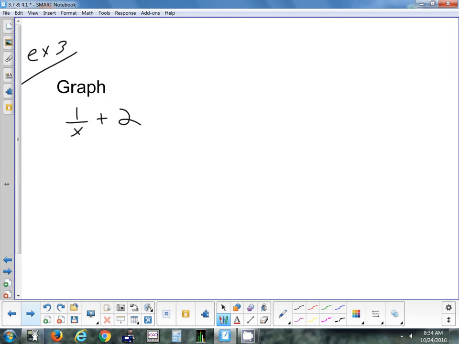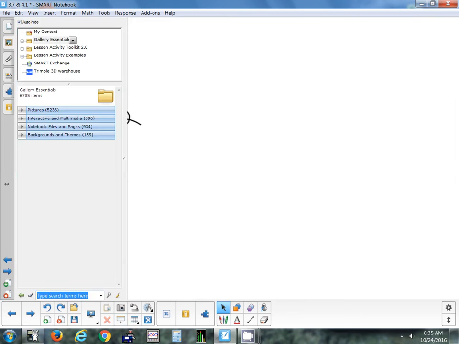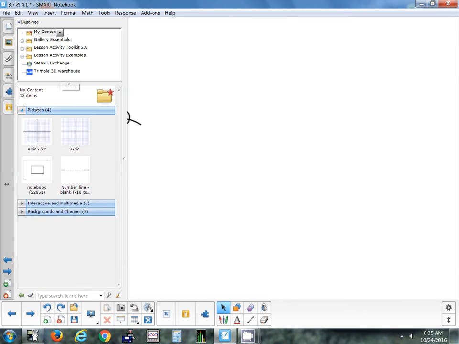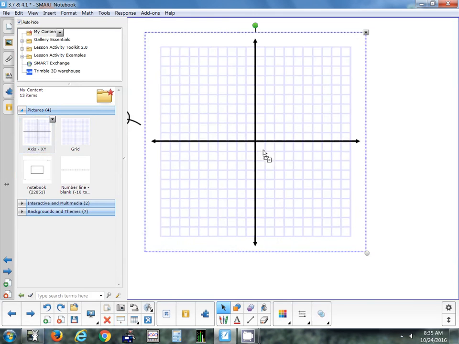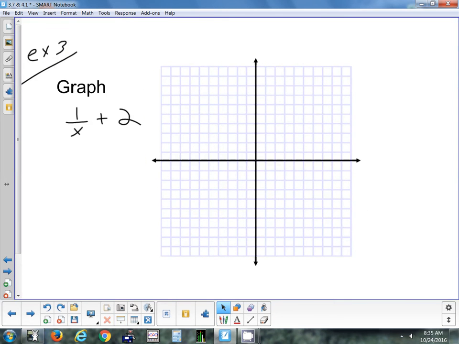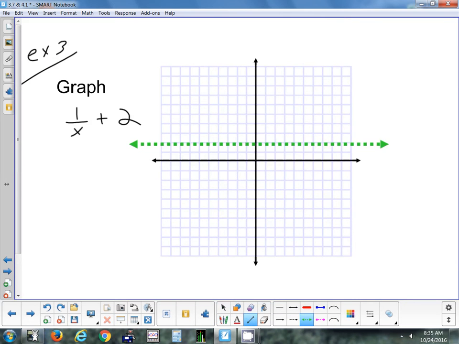All right. So let's graph this one, and let's graph it by hand. When I graph it by hand, the first thing I like to do is just mark my horizontal asymptote, which we've already done. Horizontal asymptotes, what you usually do is just draw a dotted line. That's your horizontal asymptote.